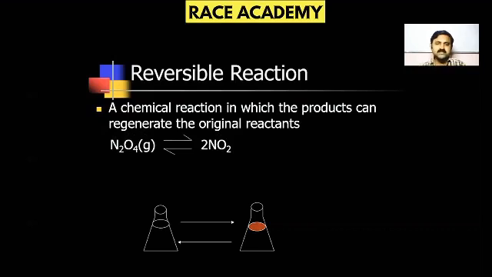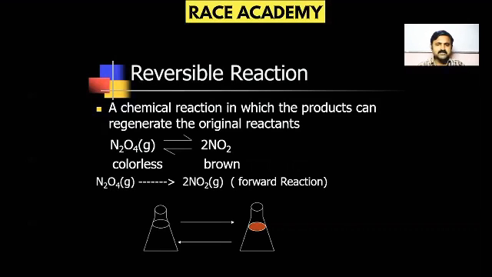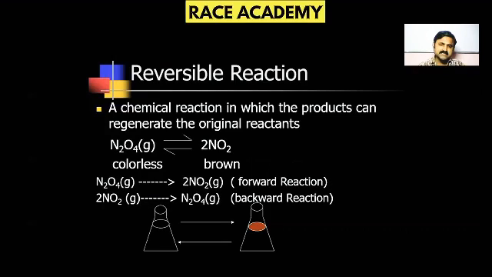We have observed that N2O4 gives 2NO2. N2O4 is colorless. In the forward reaction, nitrogen dioxide is obtained, and in the backward reaction, nitrogen dioxide is converted into dinitrogen tetroxide.